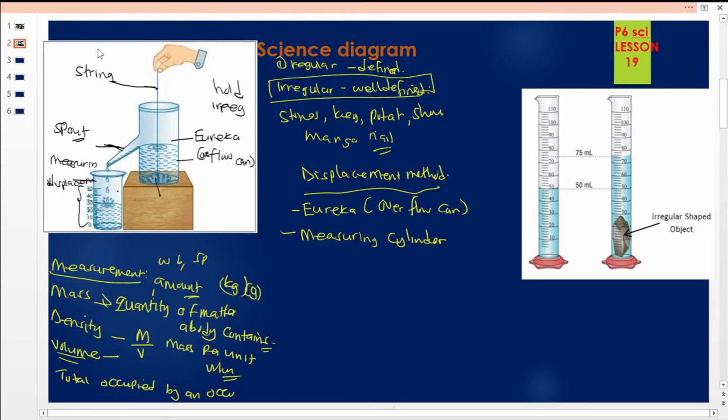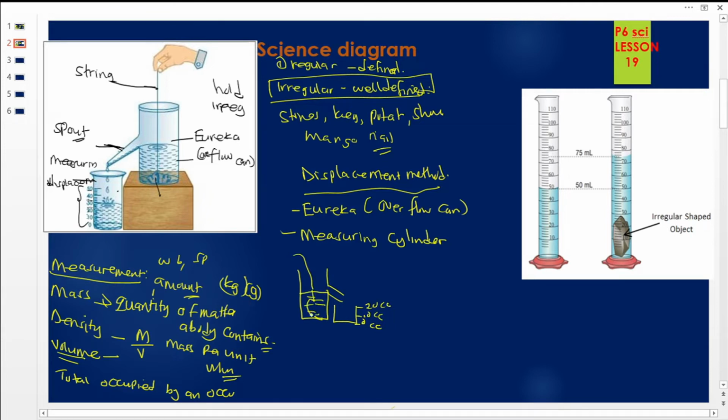Now, how do you get volume when we are using this method? To get volume using this method, it is very simple. Let me draw mine here. This is the spout, then I put my eureka here, then it is 0, then 10, then this is 20 cc, that is 20 cubic centimeters. Now here, the water is stopping here.